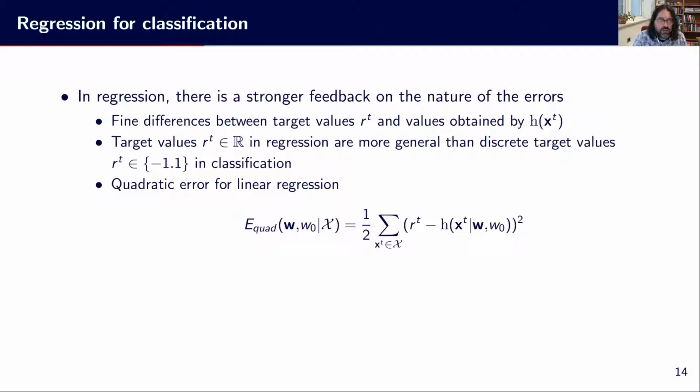For example, for linear regression, we have this quadratic error criterion, which is the classical, widely used criterion for regression. What we are looking at here is the difference between h(x) and r^t, and this is squared, so it is invariant to the sign of the difference. And this is over all samples, contrary to the perceptron, which was dealing with the set of misclassified samples. Here with linear regression, the quadratic error looks at the difference for all the samples that we have.